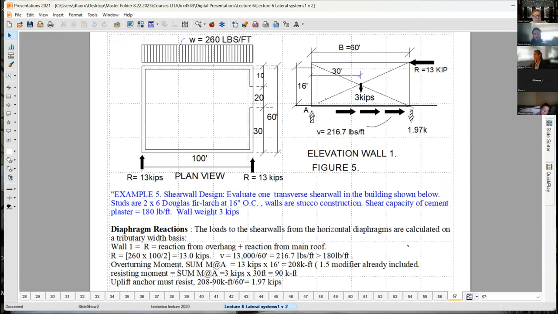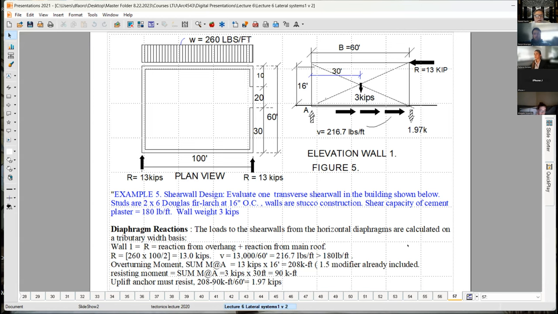And so our first check is, how much is that total R value force? Well, we've got 260 pounds per foot multiplied by 100 feet. And there's two shear walls on either end, to the left-hand side and to the right-hand side of the plan that you see. And so if we take that value and divide it by two for the two walls, we have 13 kips for the reaction on either side. So the upper right-hand side section or wall elevation shows you the 13 kips, arrow pushing to the left. What is our unit shear through the wall? Our unit shear would be 13,000 pounds divided by 60 feet, that's the wall length. So it's got a unit shear of 216.7 pounds per foot.